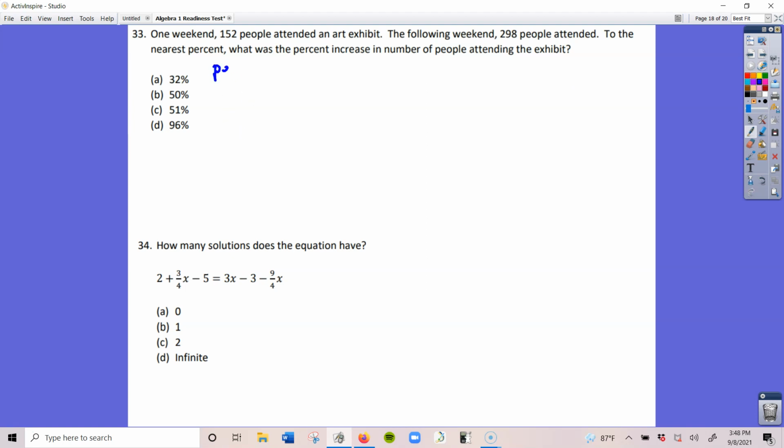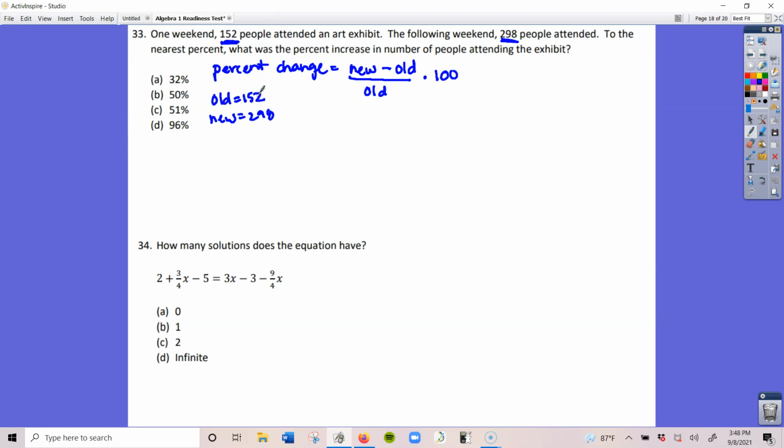To figure out a percent change, we would get the new number, the one that changed, and subtract it from the old number, the original, and then divide it by the old number, followed by multiplying it with 100 to give you a percent. The original number was 152 people. That's your old number. The new number is 298 people.